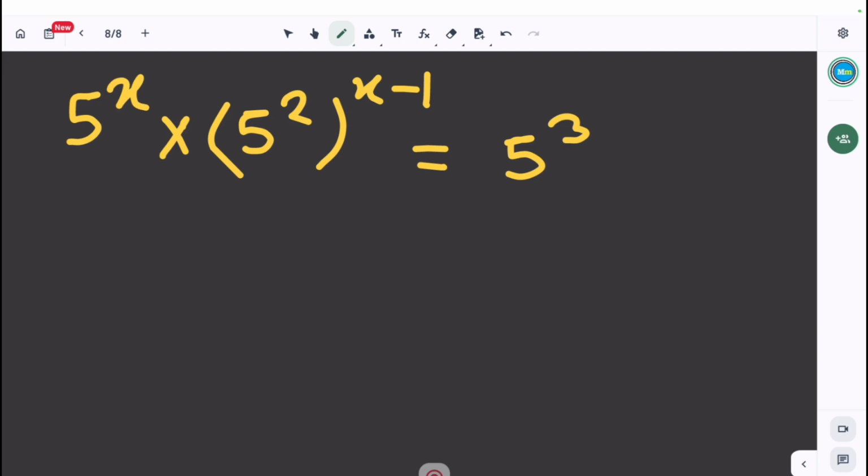So there is a formula: a to the power m whole to the power n equals a to the power m into n. Using this formula, we can write that 5 to the power x into 5 to the power 2 into x minus 1 equals 5 to the power 3, which implies 5 to the power x into 5 to the power 2x minus 2 equals 5 to the power 3 as it is.